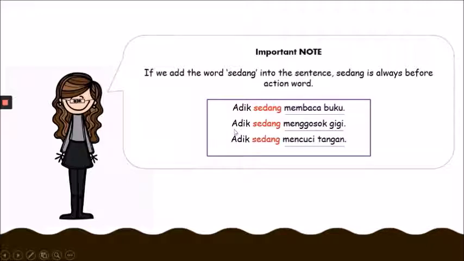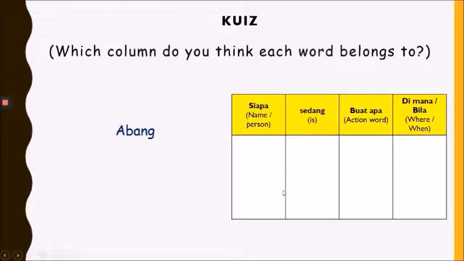The second one is the same as well. Adik, let's read together. Adik sedang menggosok gigi. Alright, our little brother here is brushing his teeth. Menggosok gigi, which also starts with the letters M and E. So we put the word sedang right before the word ME appears. That's how we put it, okay? Number 1, number 2, and number 3. Good job, everyone.